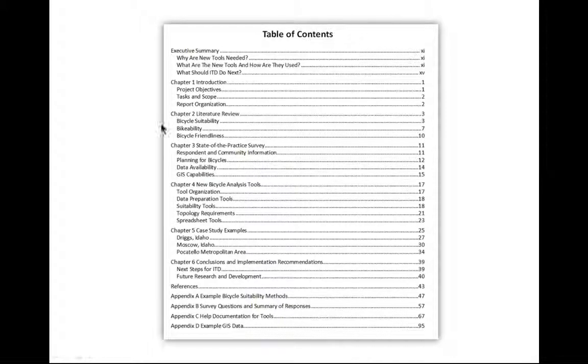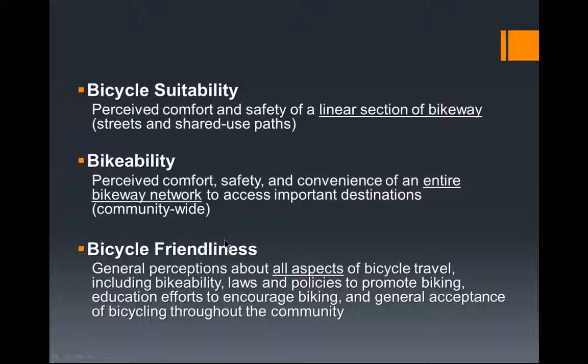Chapter 2 covers the literature review, discusses bicycle suitability, bikeability, and bicycle friendliness, reviewing the literature over the last 2 decades dealing with these assessments. Chapter 3 discusses the results from a survey that we conducted. We sent an electronic survey to communities across Idaho to find out about data availability and GIS capabilities. Chapters 4 and 5 go over and explain the tools. Chapter 5 uses some example data, which I'll be using today in this video.